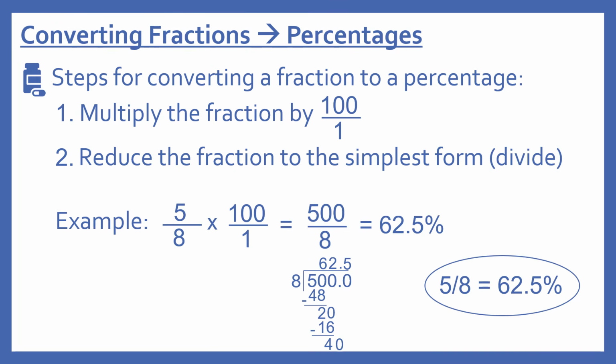Now if we go the other way and convert a fraction to a percentage, what we do is multiply the fraction by 100 over 1, and then reduce the fraction to its simplest form. In this case, it's usually going to be dividing. So our example was 5/8 times 100 over 1. So 5 times 100 is 500. 8 times 1 is 8. And then if we do the math and divide 500 by 8 to get it to its simplest form, that equals 62.5%. So 5/8 as a fraction equals 62.5% as a percentage.